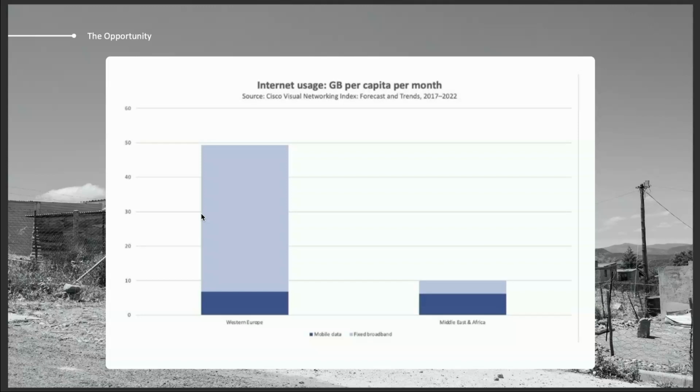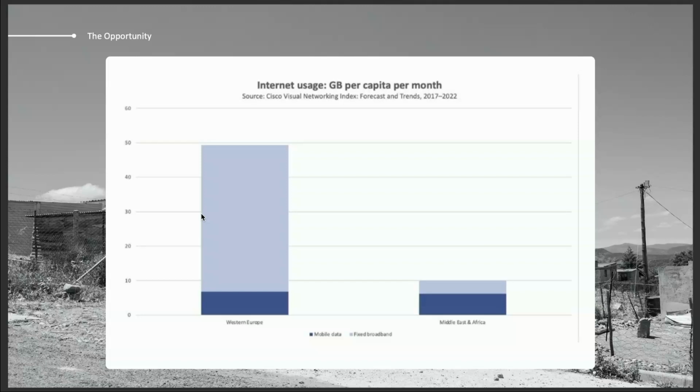So this is a really exciting slide in terms of where the market is. Actually, the market is not in mobile data in Africa anymore. That market, I think, is saturated because your average African uses the same amount of mobile data as your average European. The opportunity is in connecting up homes on a fixed broadband basis.